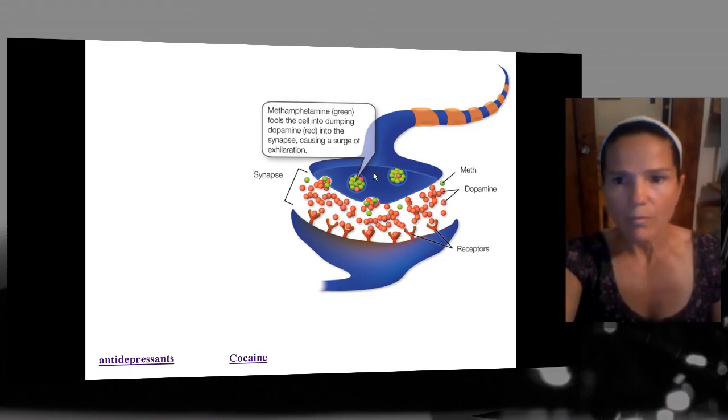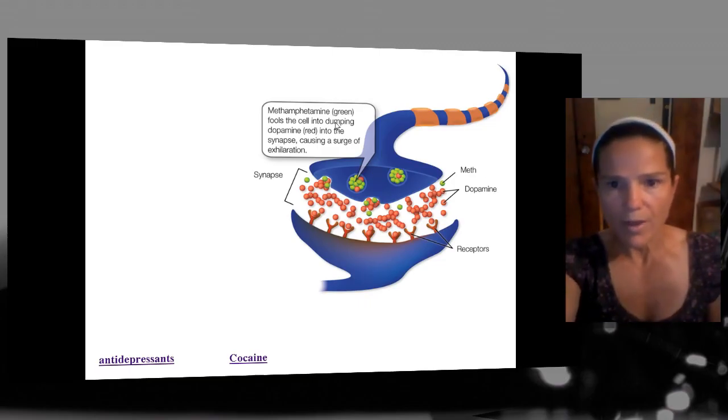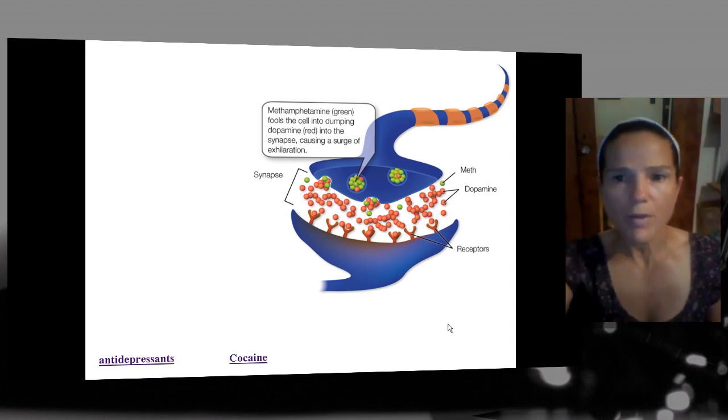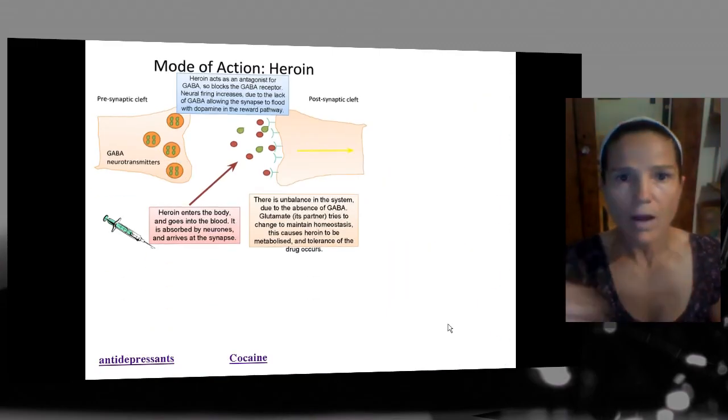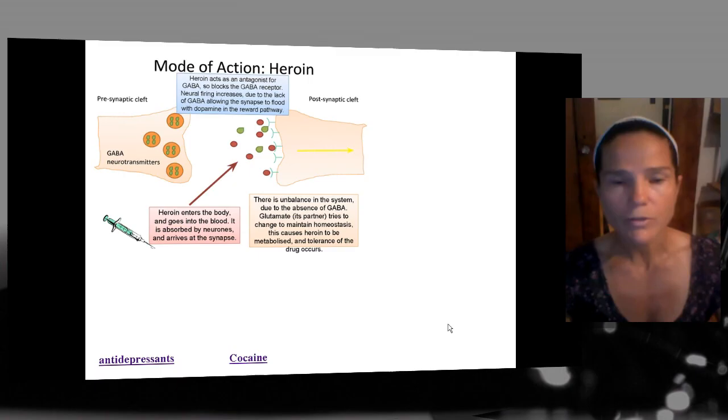So this is meth, and it's showing you how meth acts on the synapse and keeps that dopamine there. Having it stay in the synapse for a longer time brings on a sense of euphoria. Obviously, there's a bunch of negative consequences for that because you can burn out the dopamine producing cells, or you can burn out the receptors.